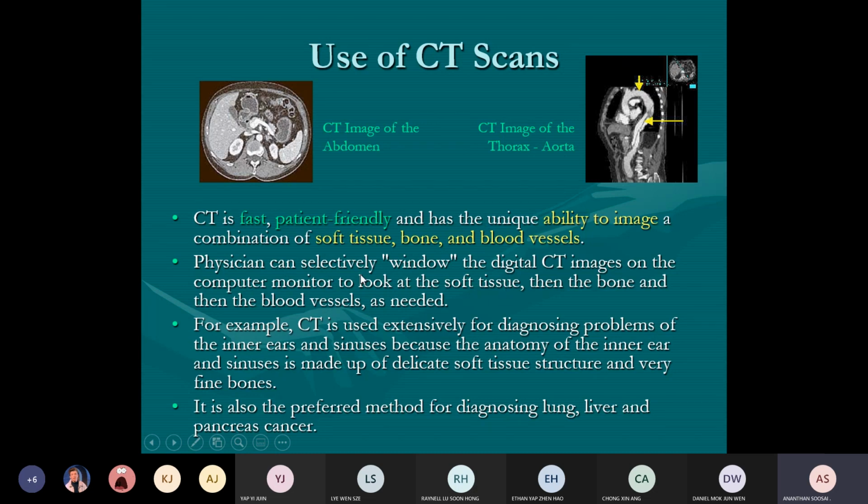So the physician can selectively window the digital CT scan images on a computer monitor to look at the soft tissues and the bone and then blood vessels as needed. So it is also a preferred method to diagnose lung, liver, and pancreas cancer.